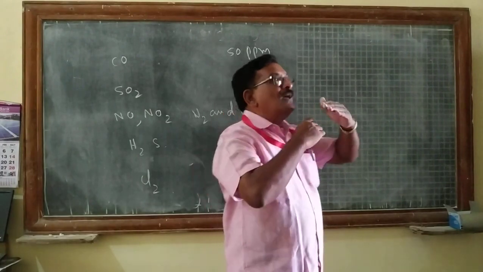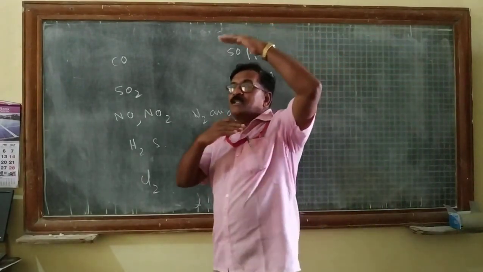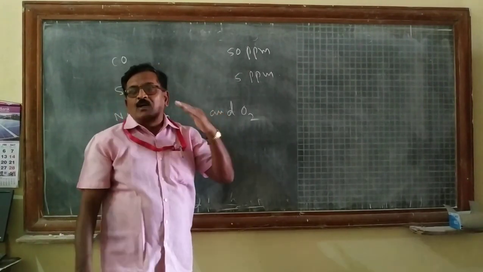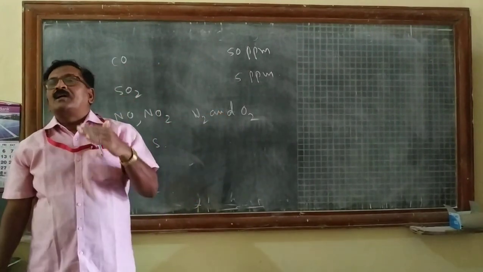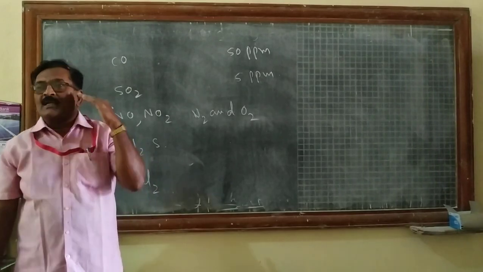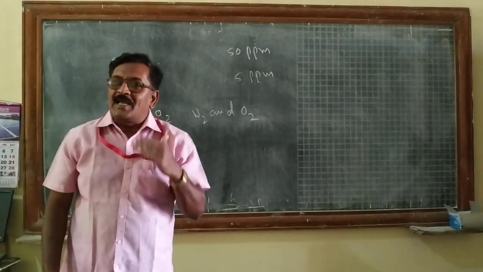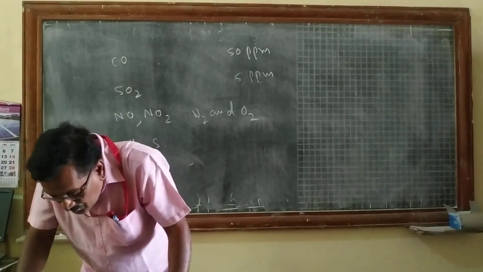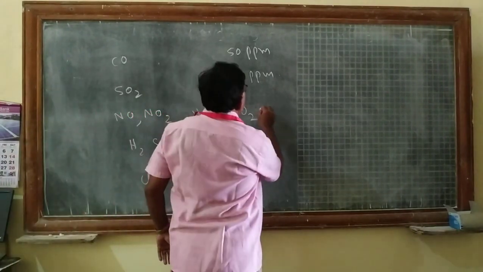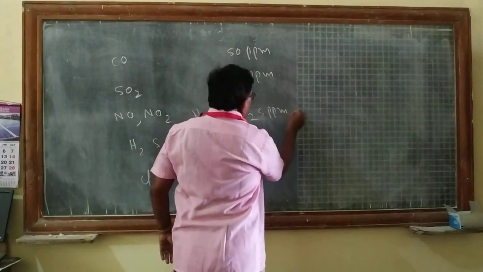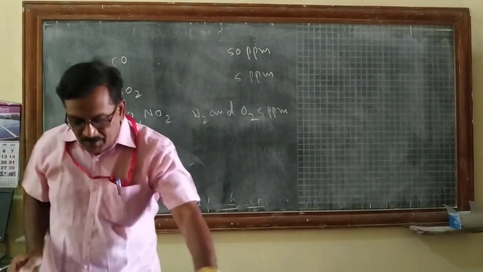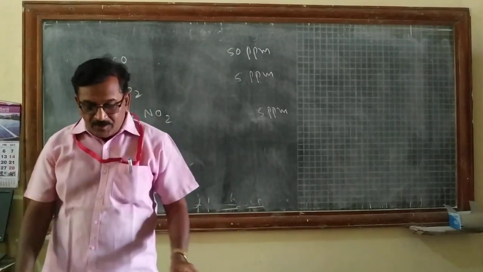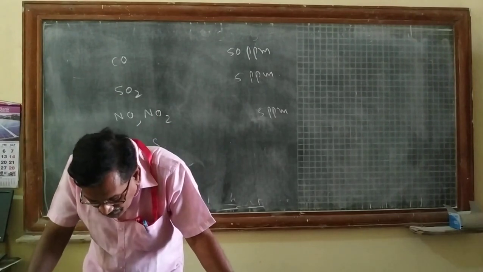At high temperature, meaning 10 or 50 kilometers above the earth's crust, nitrogen and oxygen combine together to form nitric oxide or nitrogen dioxide. These two compounds are formed in the atmosphere at only 5 parts per million. So this is nitric oxide and nitrogen dioxide.